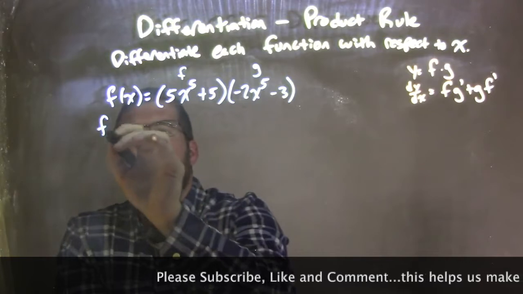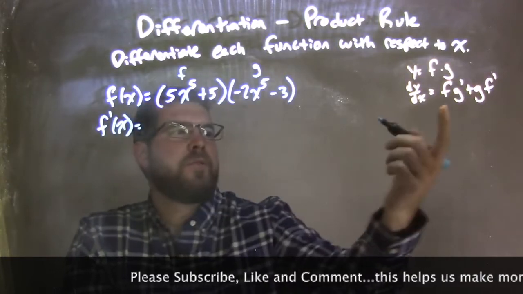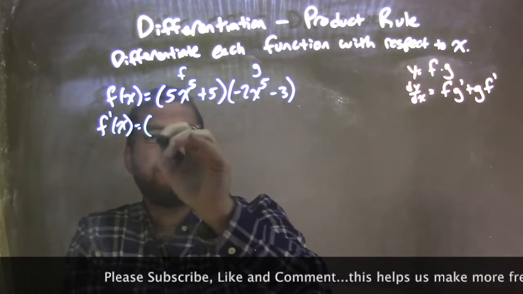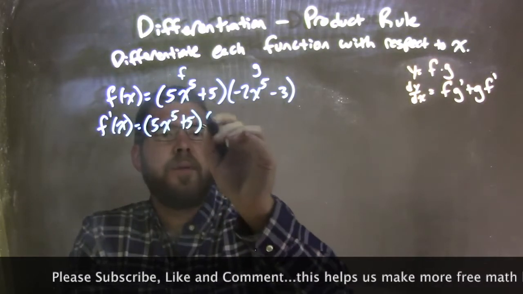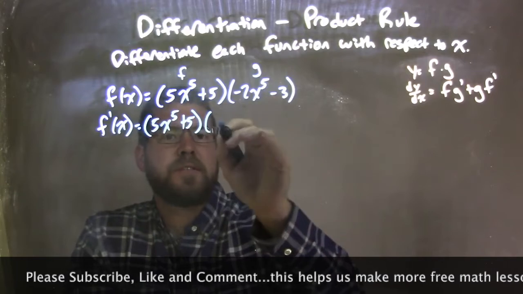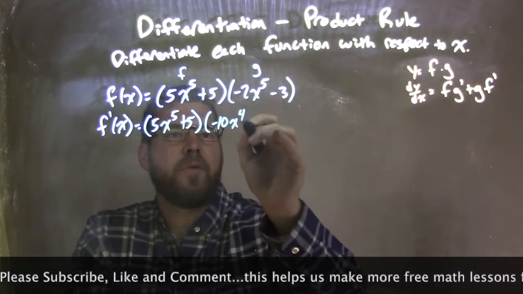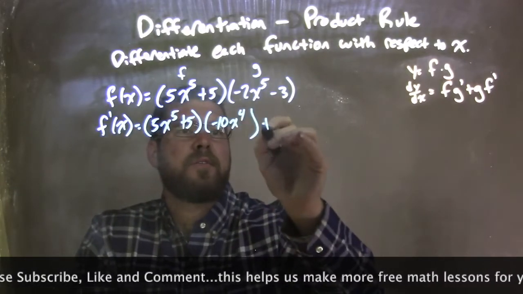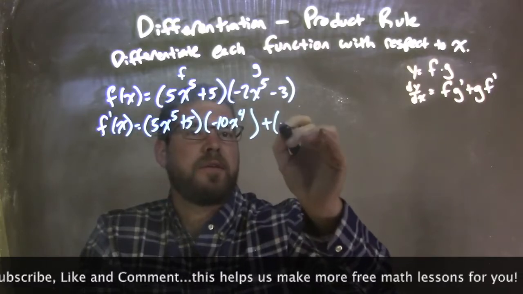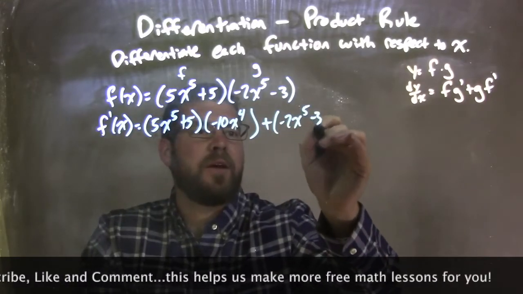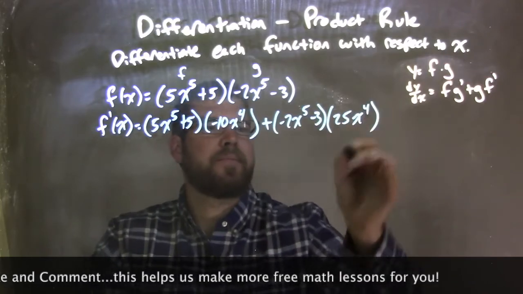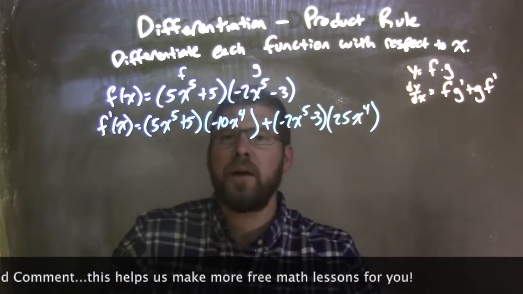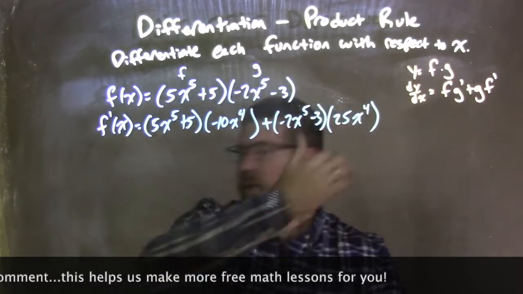So I apply the product rule, f prime of x. Let's follow it, it's written right here. F, 5x to the fifth plus 5, times g prime, derivative of g, which is negative 10x to the fourth, plus g, negative 2x to the fifth minus 3, times f prime, which is 25x to the fourth. Okay? So from there, I need to simplify, so I'm going to distribute out here.